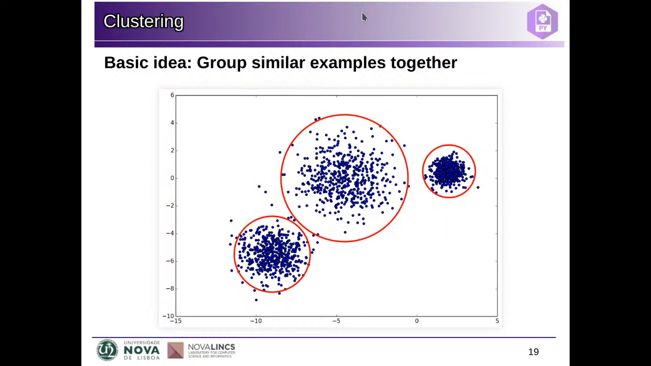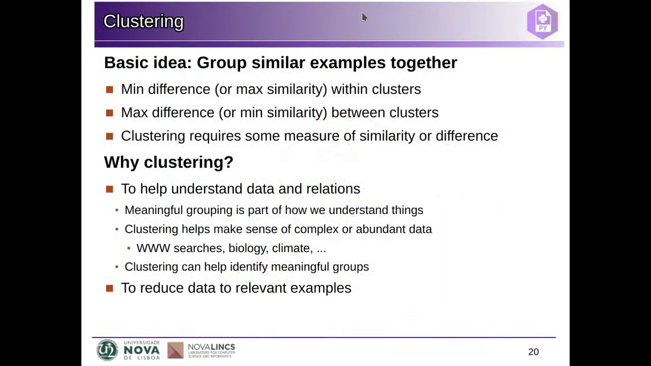Also note that I'm going to show this in 2 dimensions, but in general you can have more than 2 dimensions, and so visualization there becomes a lot trickier. So the idea is that we want to group similar examples together, and for that we need some measure of similarity or difference or distance between the examples, so that we can minimize the differences or distances inside the clusters, or maximize the similarity, and maximize the difference or the distances between the clusters.